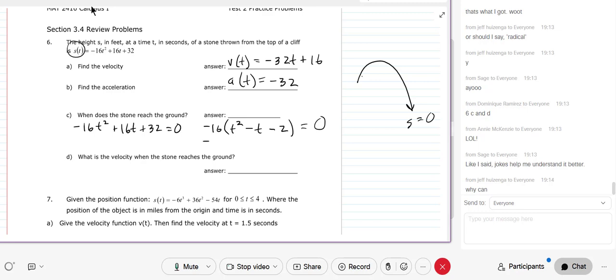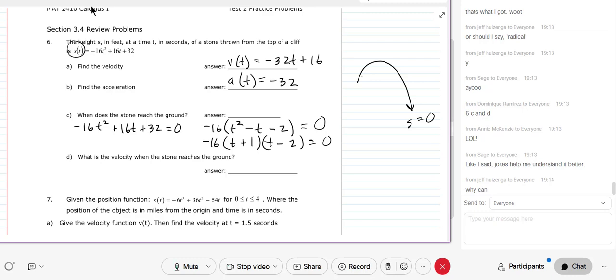Okay, and then we'll see if we can get this factored. So if we factor this trinomial, we'll have t and t to get the t squared. We'll have 1 and 2 to get the 2. And then if we're going to get that to add up to negative t, we need to have a negative 2 and a positive 1 like that.